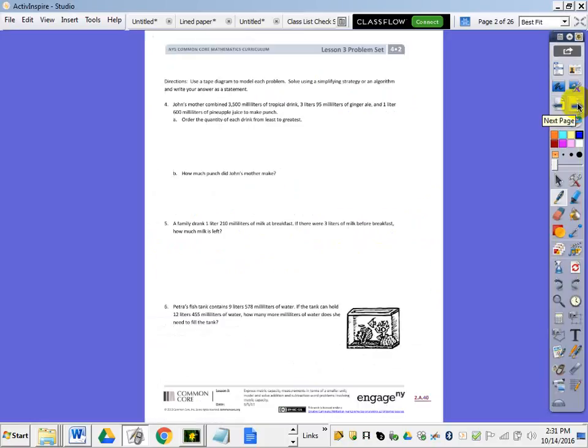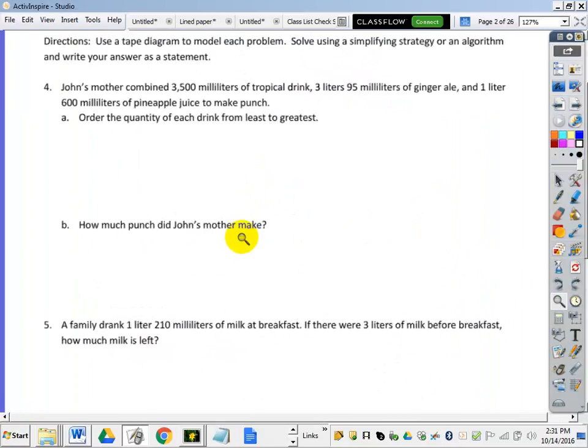The next page shows some word problems. Now that we know how to change milliliters and liters, they're just going to make us figure out if it's addition or subtraction or what exactly is going on here. All right, so John's mother, you want to do a tape diagram to combine those? That's fine. Simplify, algorithm, write your answer. Will do. Algorithm could be addition, whatever we need to do, subtraction. John's mother combined 3,500 milliliters of tropical drink. Now, whoa.